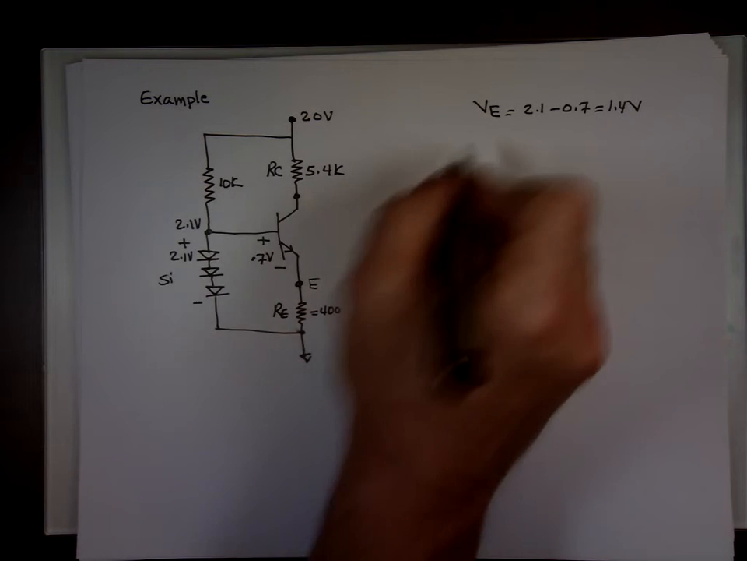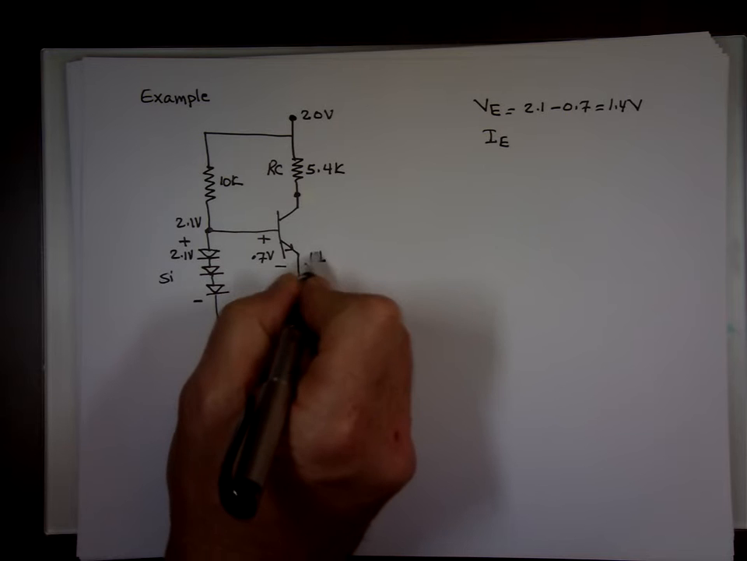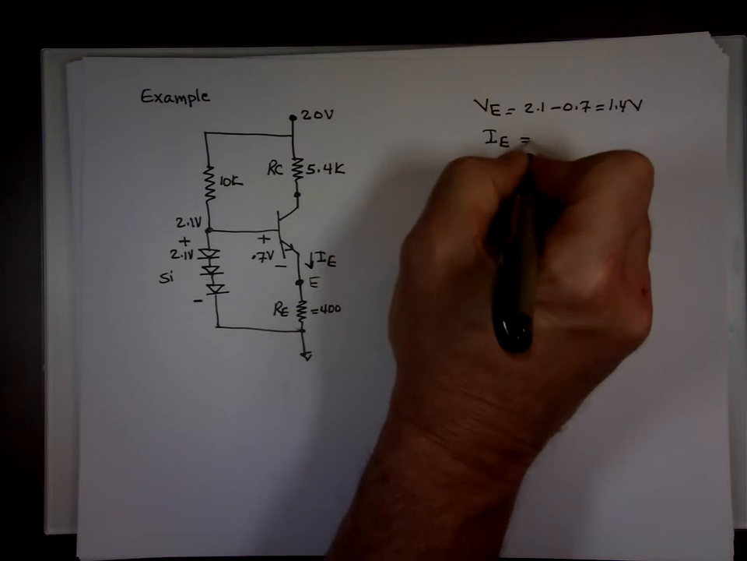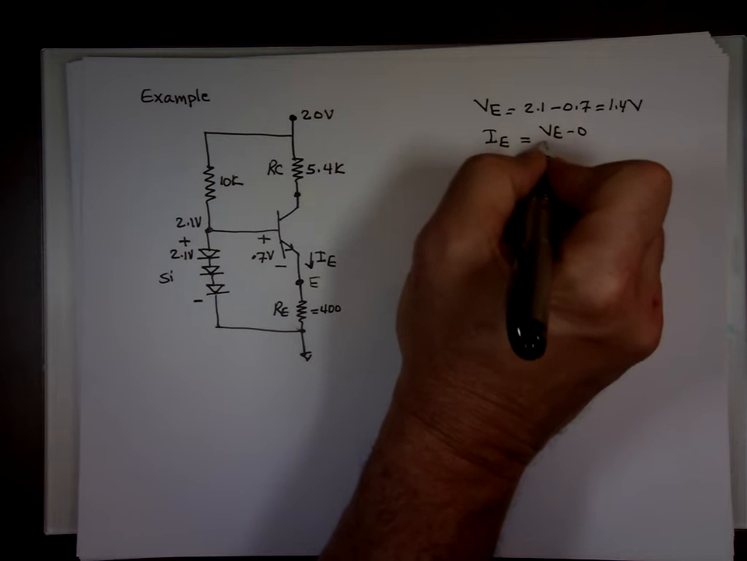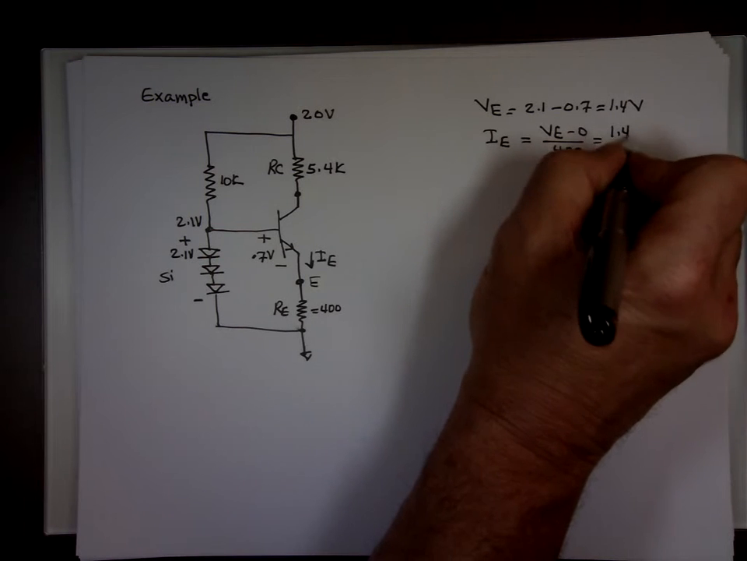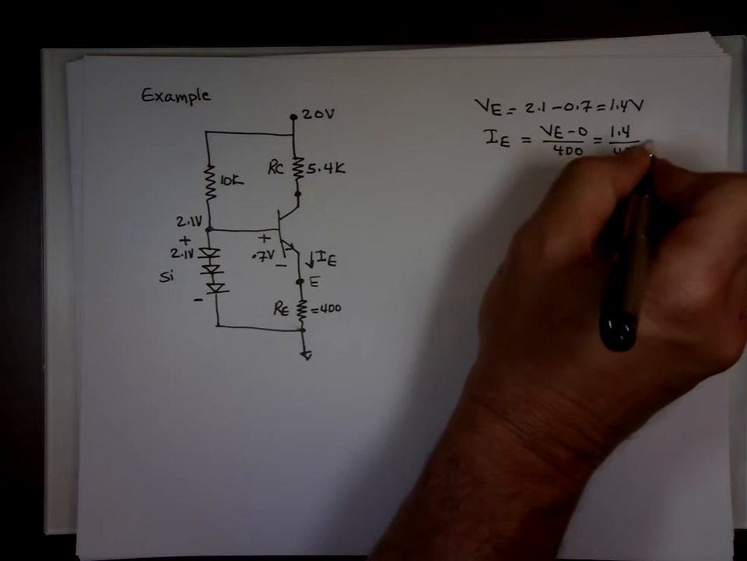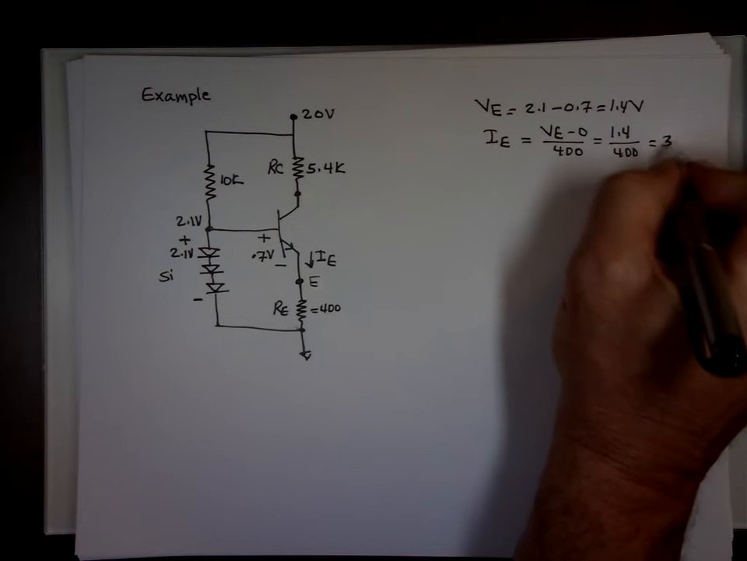That means the current through the emitter, that's the current coming down, I sub E, has to be the voltage across that, which is VE minus 0 divided by 400 ohms. So that's 1.4 over 400 ohms. And what does that equal to? 1.4 divided by 400 is 0.003. That's 3.5 milliamp.